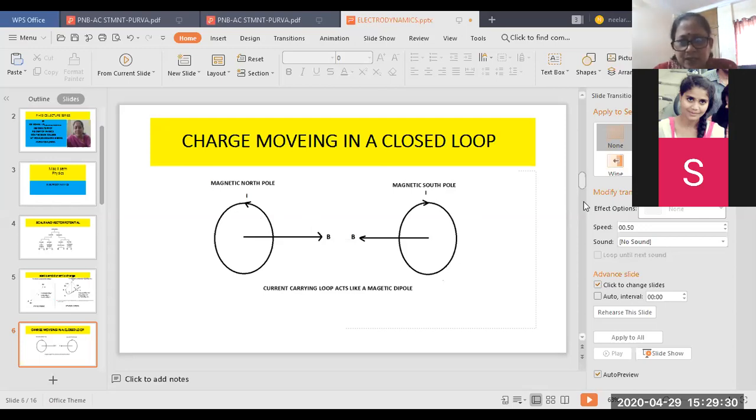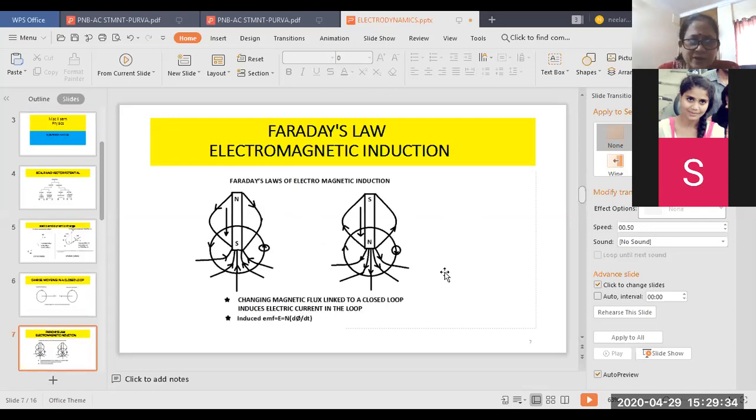I think the concept of dipole and dynamic charge and production of electric field as well as magnetic field is clear from the earlier slide. So what is this? This talks about electromagnetic induction and Faraday's law. So what is electromagnetic induction? To show that, I have drawn two diagrams.